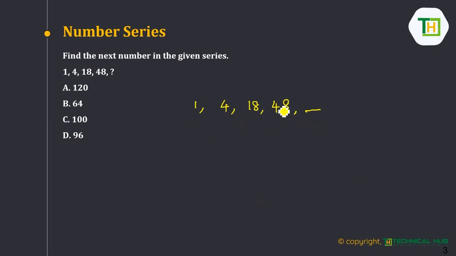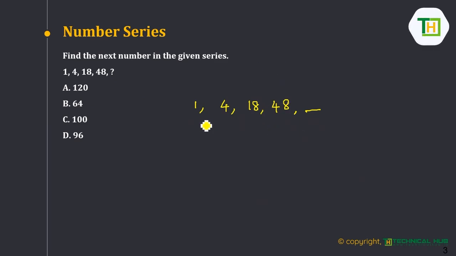If I take the difference between them, what should be the logic here? The differences are 3, 14 and 30. Again, 3, 14 and 30. I don't know how they are related to each other. So what is the logic that I have to follow here?